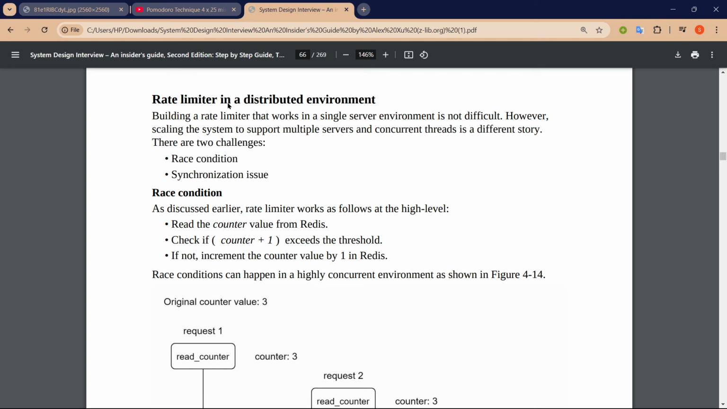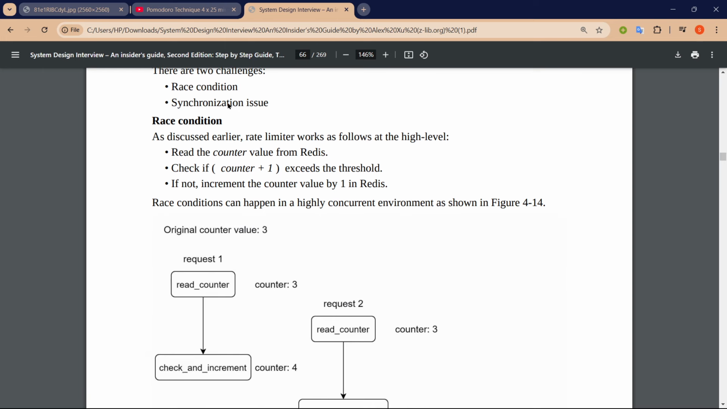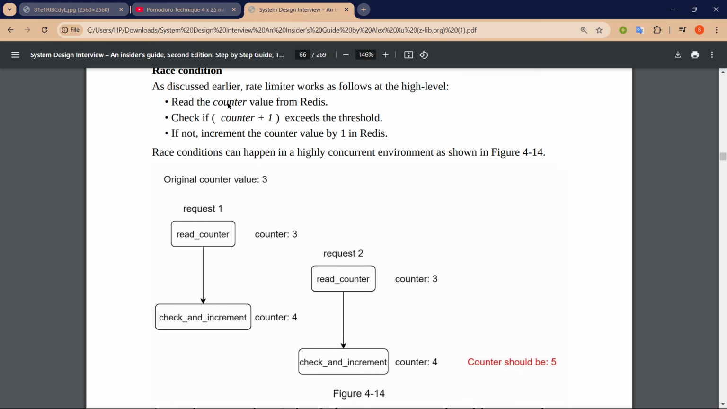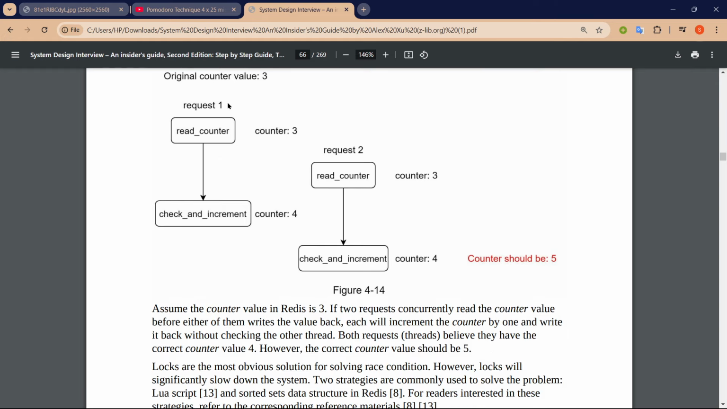Race condition, as discussed earlier, the rate limiter works as follows at the high level. Read the counter value from Redis and check. Race condition can happen in a highly concurrent environment as shown. Original counter value is 3. Request 1 reads the counter, checks, increments the counter to 4 and writes it back. The counter should be 5.